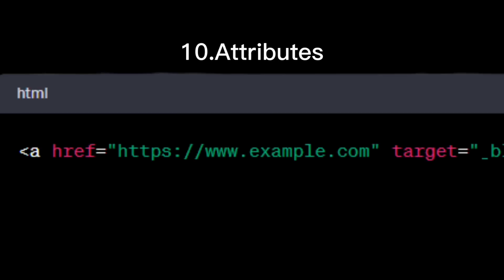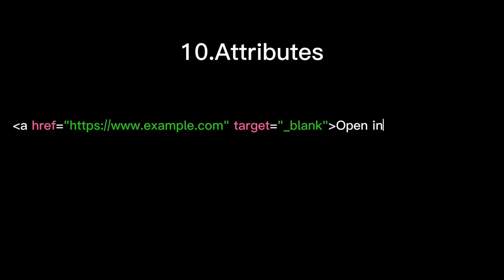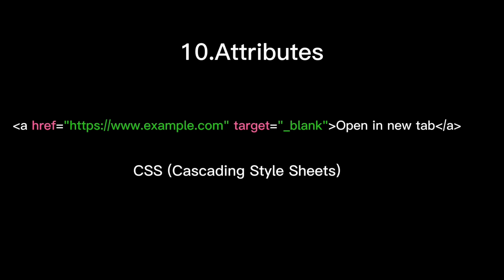Attributes. HTML tags can have attributes that provide additional information about the element. Attributes are usually specified within the opening tag and have a name and a value. Remember that HTML provides the structure and content of a web page, but to style and enhance the page's functionality, you would typically use CSS, cascading style sheets, and JavaScript, respectively.